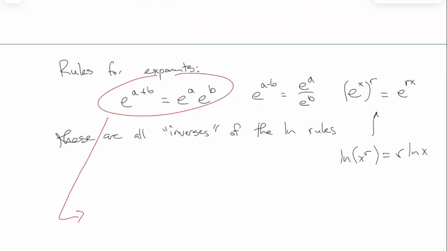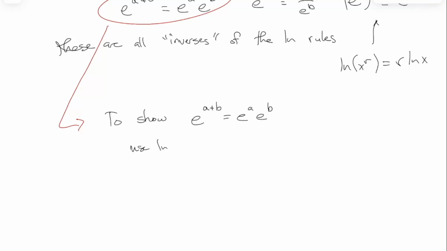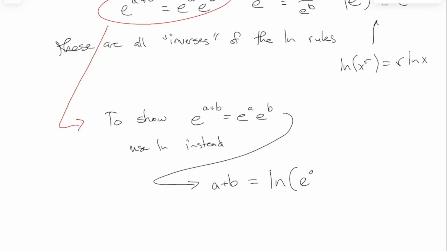If I start with, so to show e to the a plus b equals e to the a e to the b. This is a formula written using e on the left. I can write it instead using ln. So use ln instead. This transforms into, I'll put it down here, instead of the e on the left, I'm going to just write a plus b. And on the right side, it now says ln of e to the a, e to the b, right?